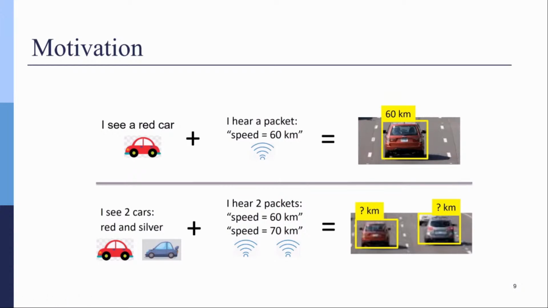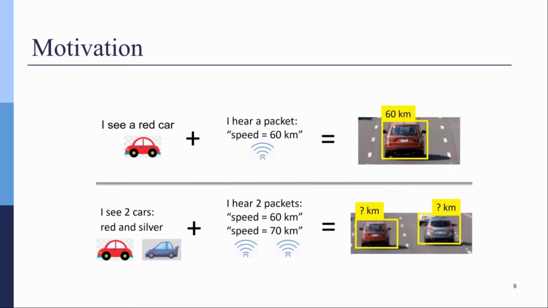However, if there are 2 vehicles in our field of view, one is red, the other is silver. Also, we receive 2 types of radio packets. One says its speed is 60 km per hour. The other says its speed is 70 km per hour. Now, how do we pair the right vehicle with the right radio packet? Which packet is sent by the red vehicle and which is from the silver one?